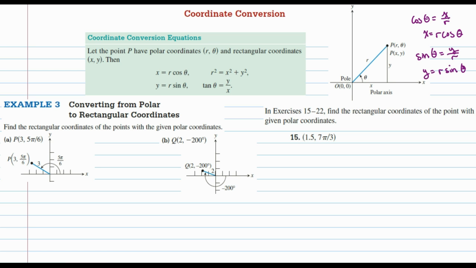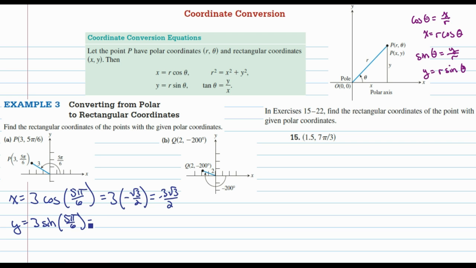We're going to find the rectangular coordinates of the points with the given polar coordinates. So if our polar coordinate is 3 comma 5 pi over 6, our r value is 3, the radius, and then 5 pi over 6 is our theta. So the x coordinate is going to be 3 times the cosine of 5 pi over 6, and yes, by all means I would expect you to do this without a calculator. So that's going to be 3 times negative square root 3 over 2, which is negative 3 square root 3 over 2. Then the y coordinate would be 3 times the sine of 5 pi over 6, so that would be 3 times 1/2, which is 3/2.